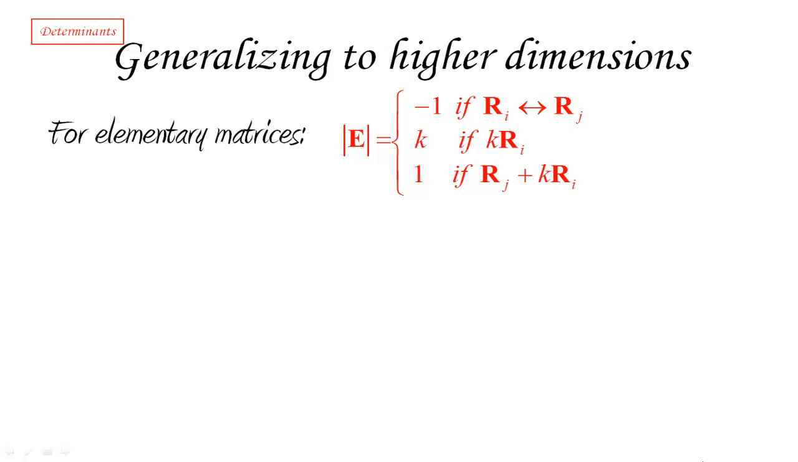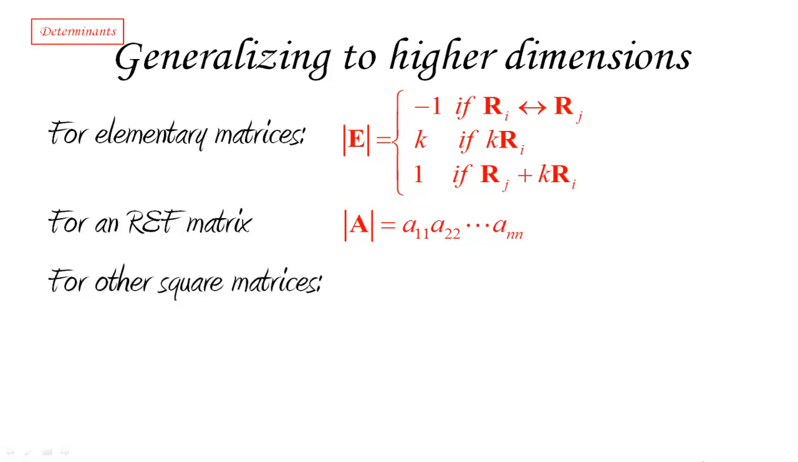Now, if we have a matrix which is already in REF form, then the determinant is going to be given by the product of the elements on the diagonal.